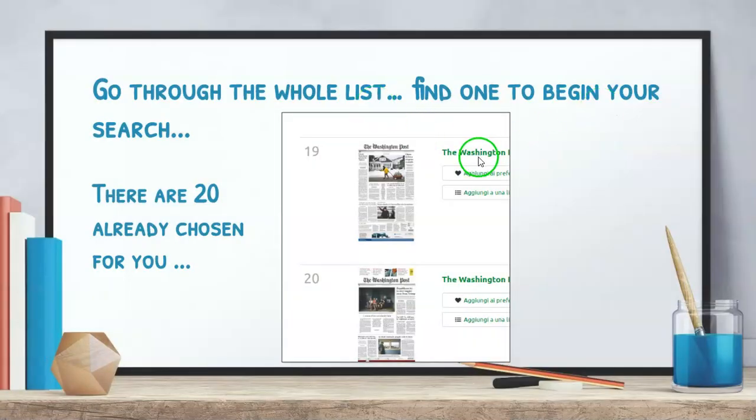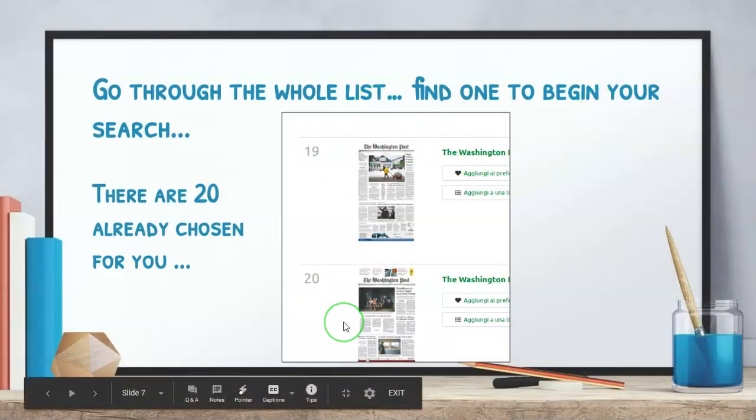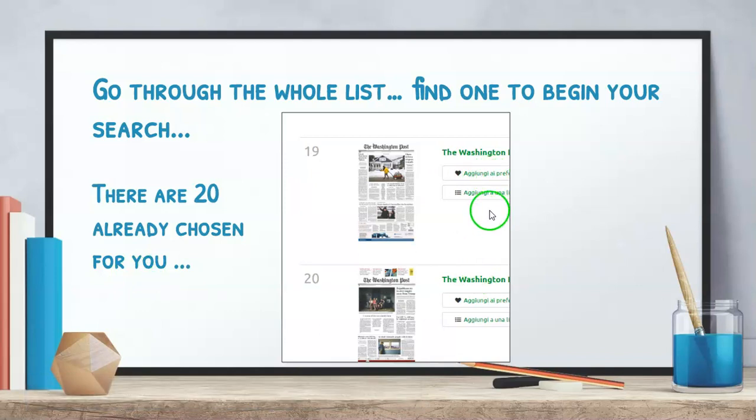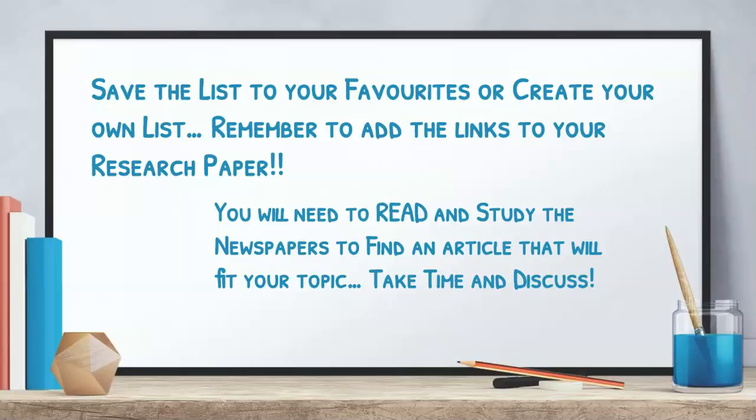Go through the whole list, so begin at number 1 and go right down to the end and have a look at them. You can add them to your own list if you like. You can create your own list. All you need to do is, when you add to a list, it will ask you to create a new list, and that's how you create it, and then you can share the list. Save the list to your favorites or create your own list. Remember to add the links to your research paper.